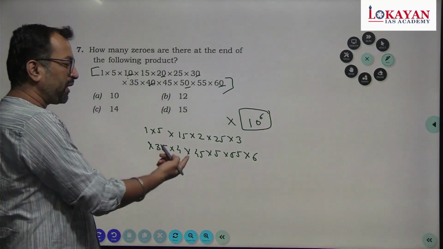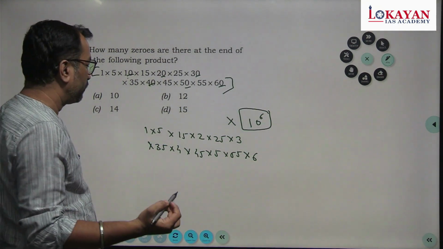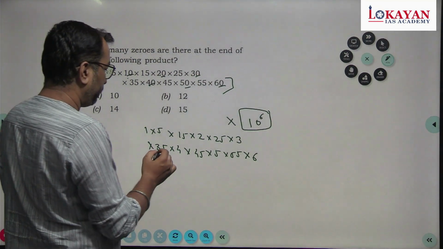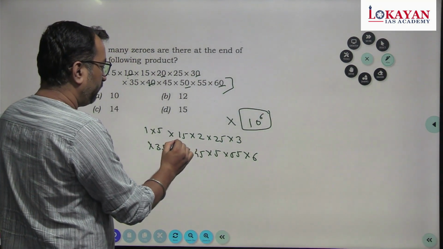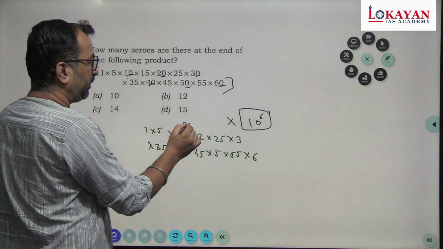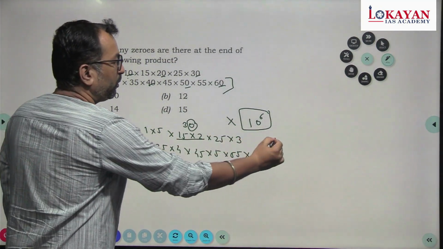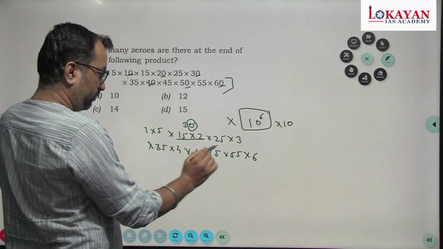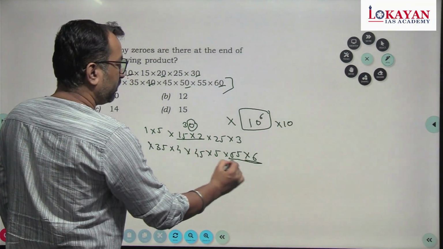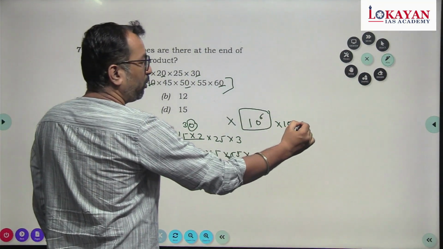So the remaining expression will also give me some zeros. Let's check. Now see, 15 into 2 will be 30. So one more 0. 55 into 6, 6 into 5 is 30. So one more 0.